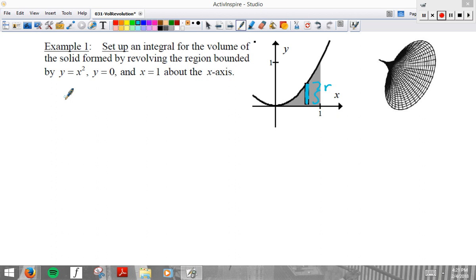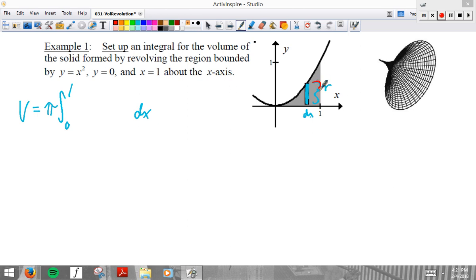So what are we going to do? We're going to have volume equals pi times the integral. Where do we want to start adding these rectangles? Well, it's a dx rectangle. So we're going to start adding these rectangles up from the leftmost x bound to the rightmost x bound, the lowest x value to the highest x value.